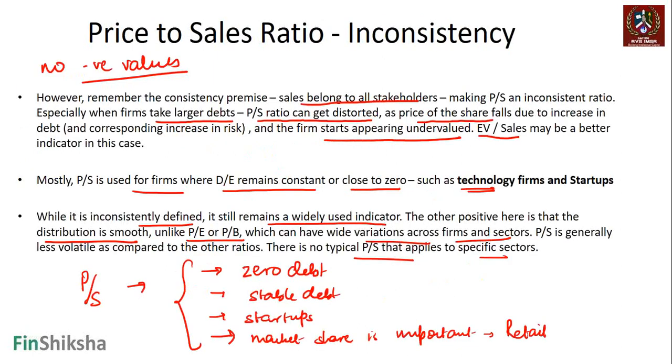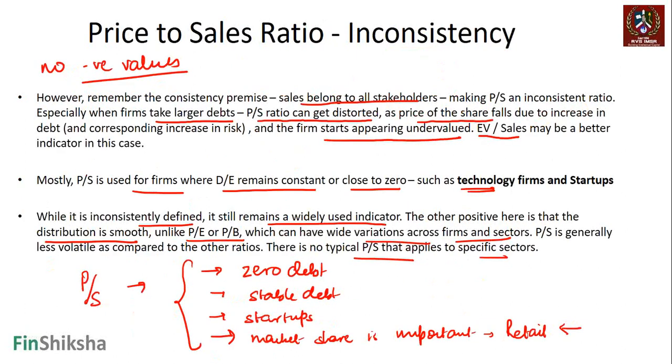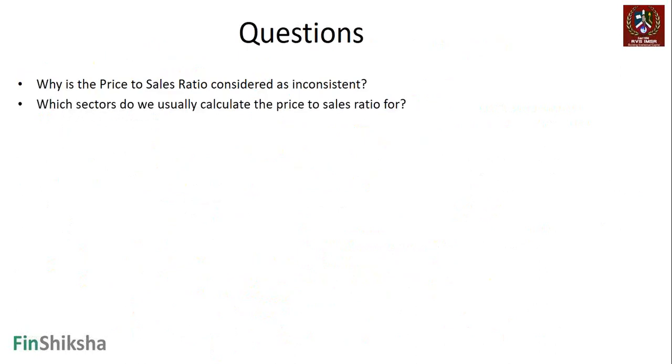Remember, it is useful in sectors which have zero debt, stable debt, startups where sales is the only parameter available, and where market share is important, such as the retail sector. It is fundamentally an inconsistent ratio. Firms with larger debts will see this number getting distorted, so you don't use it in firms like infrastructure or capital goods, where debt is huge. You use a variant of this called enterprise value to sales. So that's broadly it in this particular video.